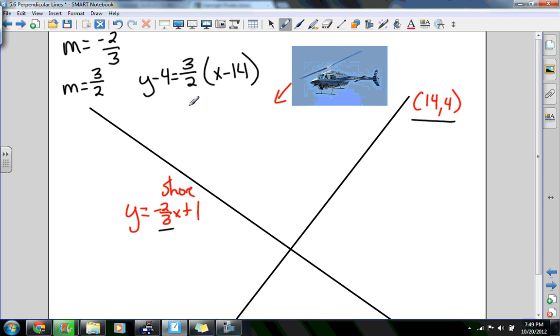Now, I keep stopping here because it's a video and I want to keep it short, especially after the last one. But you need to be able to turn these into slope-intercept form, that y equals equation. And I know you can do that because you've been doing that for 2 chapters now.